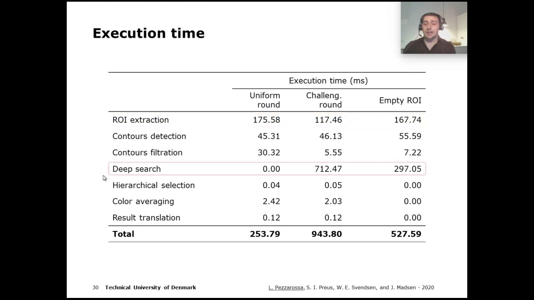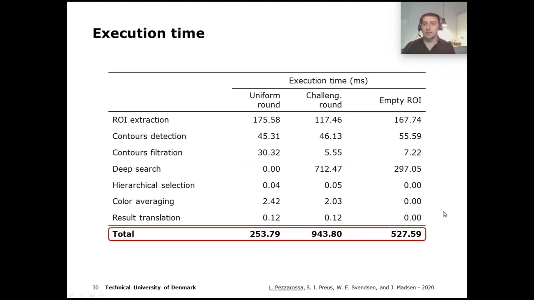And then another good percentage of the time is the deep search when it runs. For example, here on the uniform round, it is 0 because the deep search did not run. It was quite easy for the algorithm to identify the marker. But for the challenging round region, the deep search takes 700 milliseconds. The same applies for the empty region, where it takes around 300 milliseconds to identify that there is no marker. If we look at the total, all the results are sub-seconds, so the detection itself is quite fast.